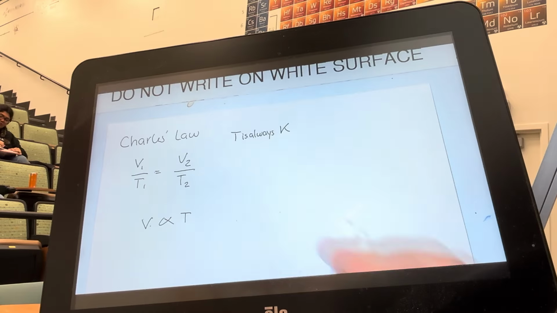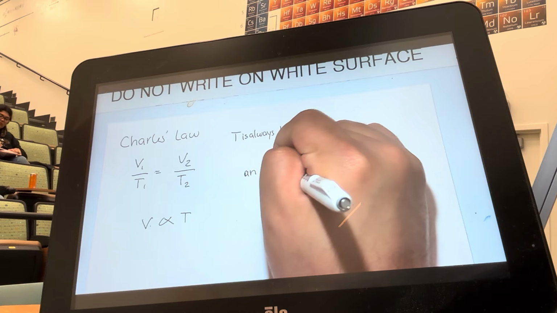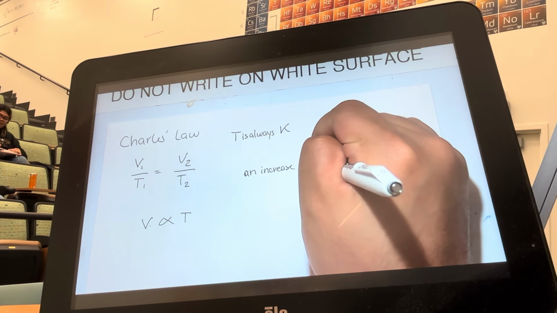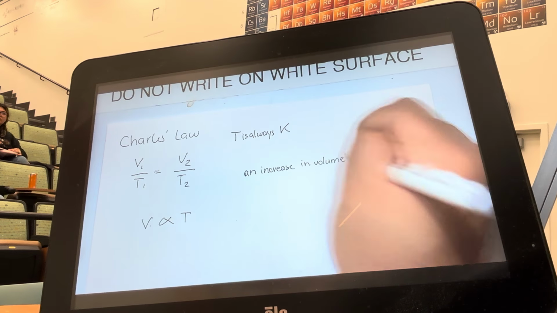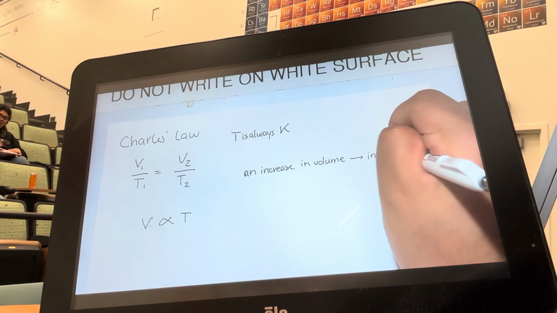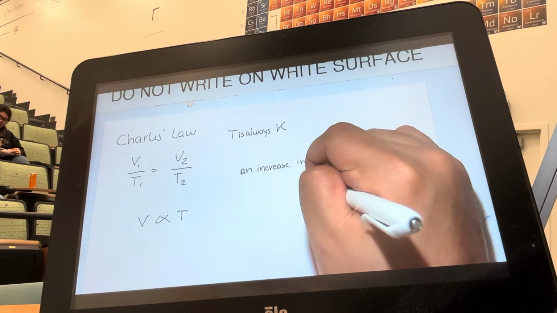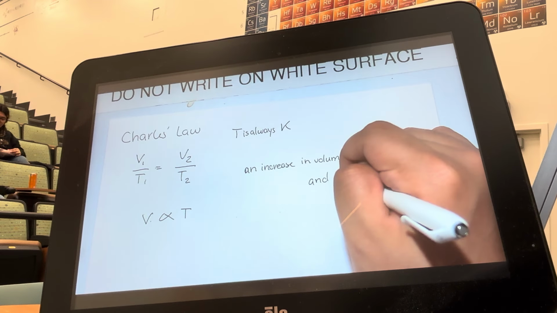So what this means is that with an increase in volume, you get an increase in temperature, and vice versa.